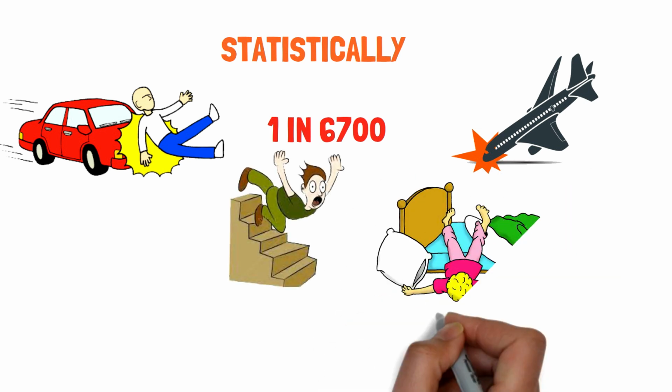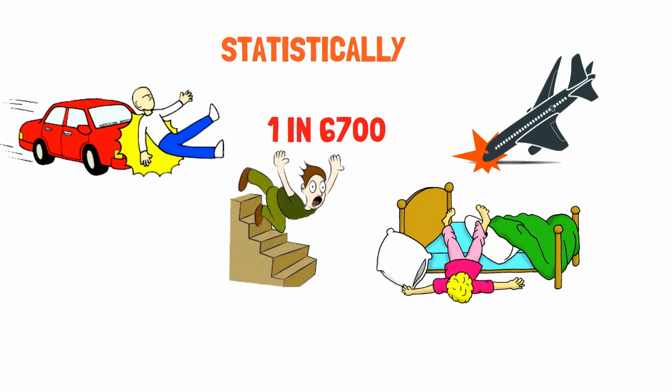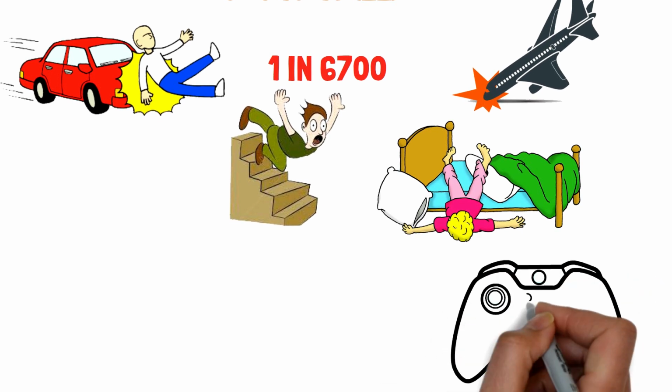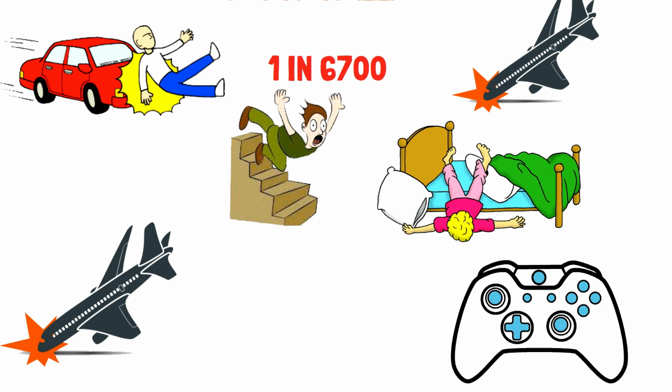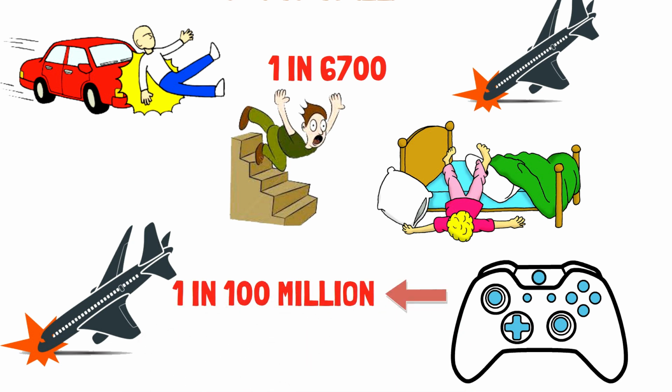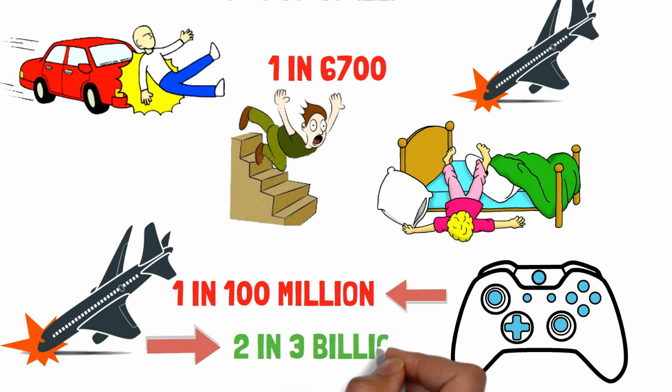In fact, you won't believe the chance of death is more from falling from stairs or falling from bed. In fact, the chance of death is more from playing computer games than from a plane crash. The chance of death while playing computer games is 1 out of 100 million, whereas the chance of death through a plane crash is 2 in 3 billion. So you think playing games is safer than traveling by plane?